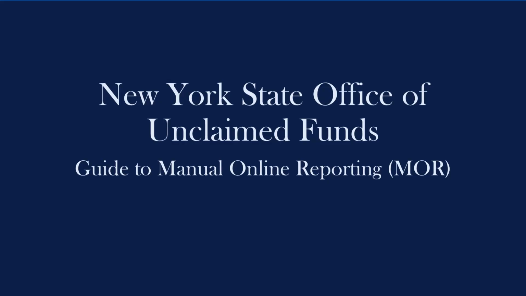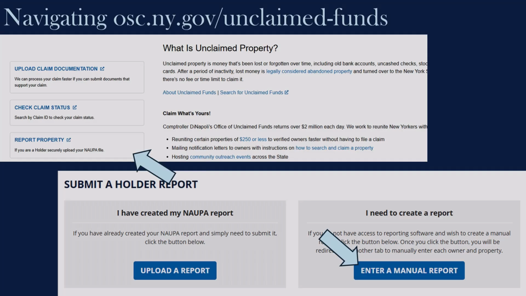The New York State Comptroller's Office of Unclaimed Funds is pleased to present this video on how to report using our Manual Online Reporting System, or MOR. To begin, open your web browser and navigate to our website. On the website, select Report Property, which brings you to the Submit a Holder Report screen.